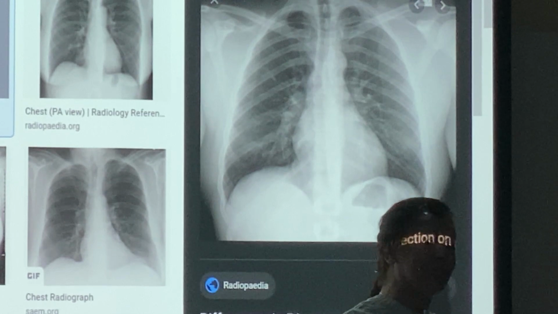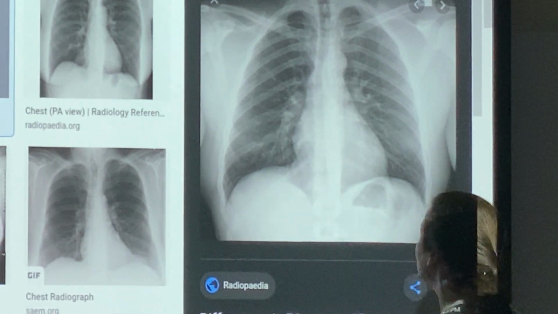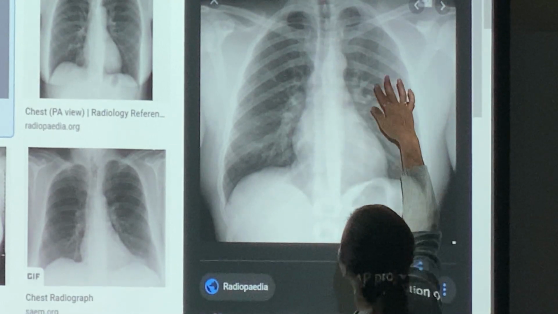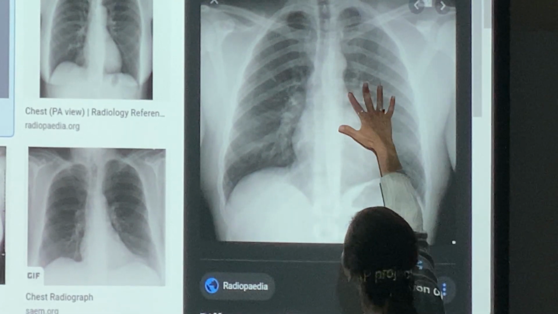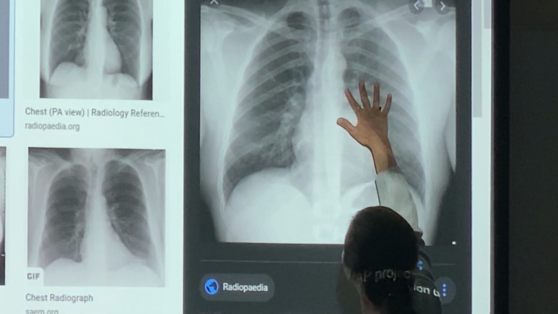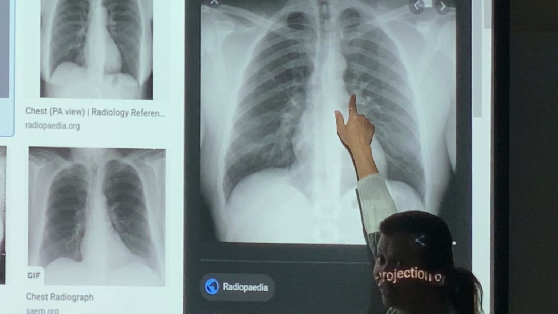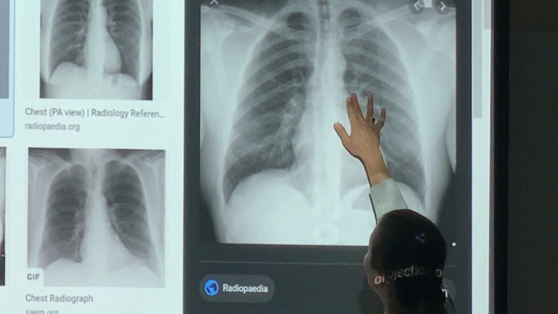You don't see the left atrium at all. Okay? So what we're looking at here is the aortic arch. This knob here, I don't know if you're able to see this, is the pulmonary artery going into the lungs. Okay? So this is completely normal as well.